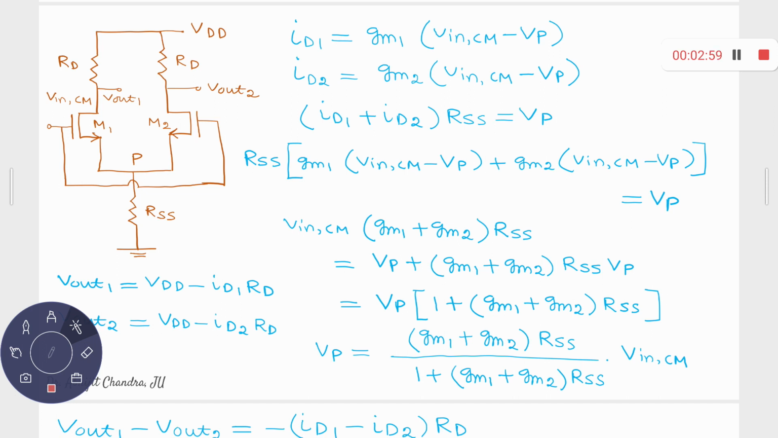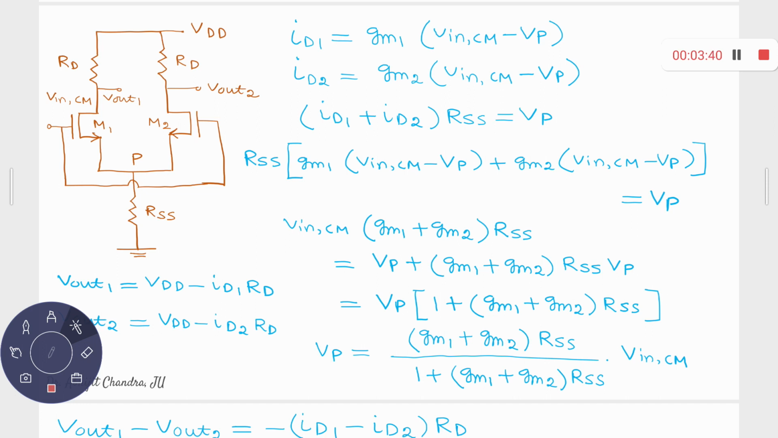Under this condition, both M1 and M2 are subjected to a common mode signal. This is not a differential signal because both gates, G1 and G2, are tied together to some constant voltage Vin,CM. Ideally, you expect Vout1 and Vout2 to be the same, with their difference equal to 0. But with this non-ideality, we are interested in finding out whether Vout1 minus Vout2 is 0 or non-zero. If it is 0, that's fine. If it is non-zero, the circuit becomes sensitive to the common mode signal. So how to calculate this?